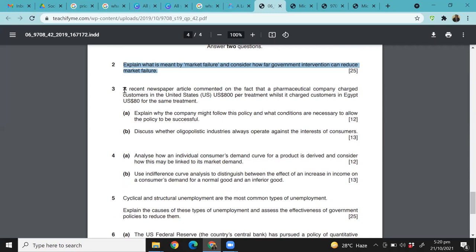25 marks. Then the second question says, recent newspaper articles commented on the fact that a pharmaceutical company charged customers in the United States $800 per treatment, while it charged customers in Egypt $80 for the same treatment. Explain why a company might follow this policy and what conditions are necessary to allow the policy to be successful. The B part for this question says, discuss whether oligopolistic industries always operate against the interest of consumers, right?